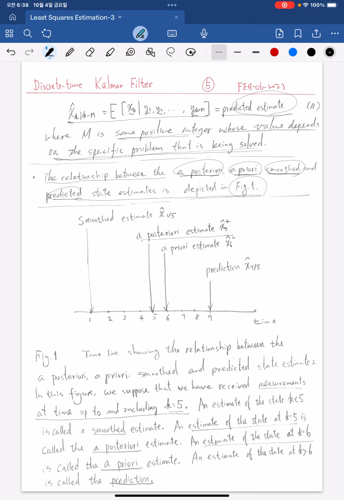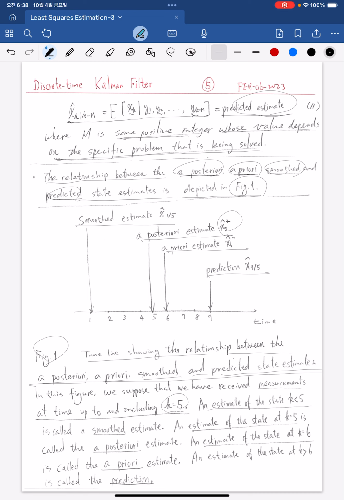A posteriori estimate, a priori estimate, position estimate, smoothed estimate. Figure 1, timeline showing the relation between the posterior, prior, smoothed, and predicted state estimate. In this figure, we suppose that we have received the measurements up to and including k equals 5.